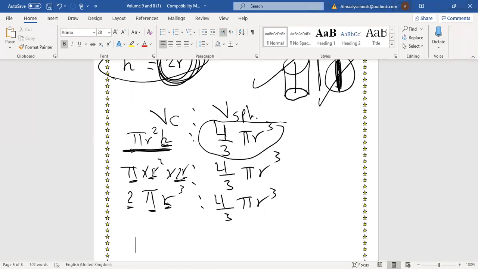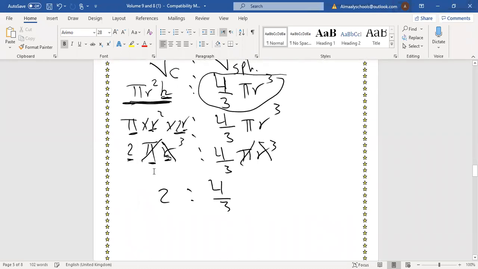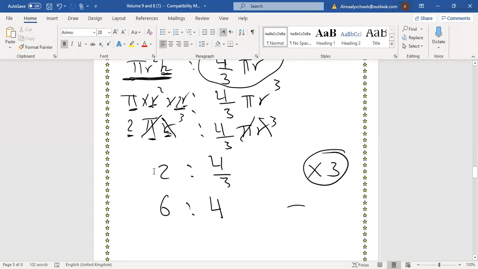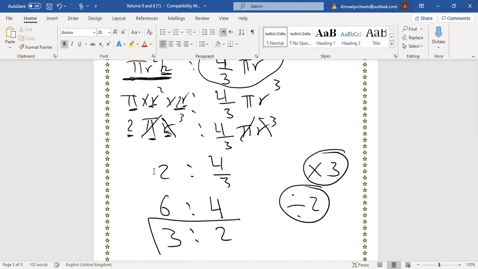No. Now let's simplify. We will divide the two sides by pi. We will divide the two sides by r cube. Then it will be 2 to 4/3. Is it hard? Mister, no, I didn't get it. I'll multiply the two sides by 3 to cancel the denominator. 2 multiply 3 equals 6. 4 over 3 multiply 3 equals 4. Any problem? Then we will simplify. The last step is to divide the two sides by 2. 6 divided by 2 equals 3, and 4 divided by 2 equals 2. So the ratio between the two volumes is 3 to 2.